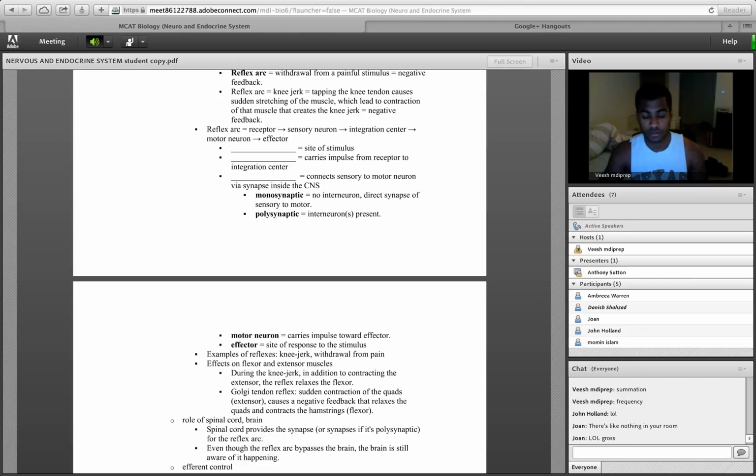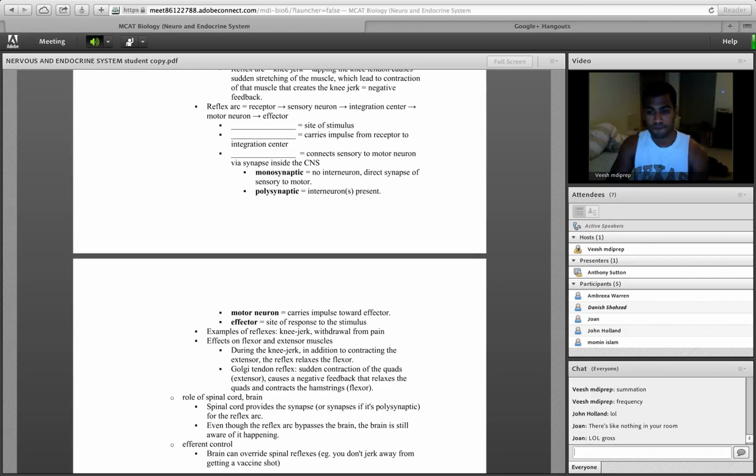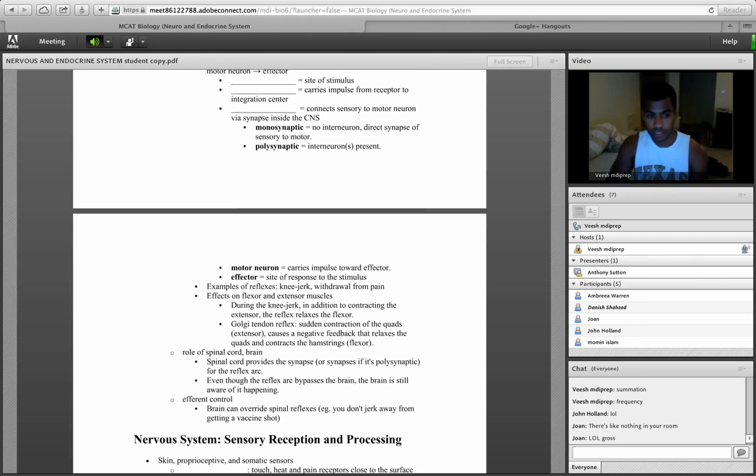You can have both monosynaptic or polysynaptic reflexes. In monosynaptic, there are no interneurons. The interneurons are part of your integration center, so it goes directly from your sensory neuron to your motor neuron. Or you can have polysynaptic, where you do have interneurons in the middle. Motor neurons, we've talked enough about that. The effector is the site of the response to the stimulus.